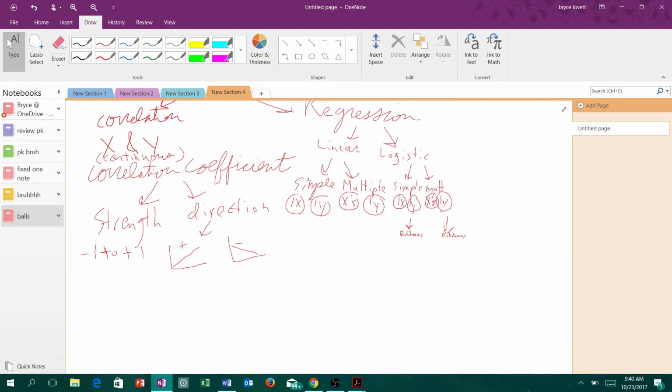Okay. How about the linear regression? The only difference between linear regression and logistic regression is that the outcome has to be continuous. It cannot be dichotomous. So the y here is continuous.